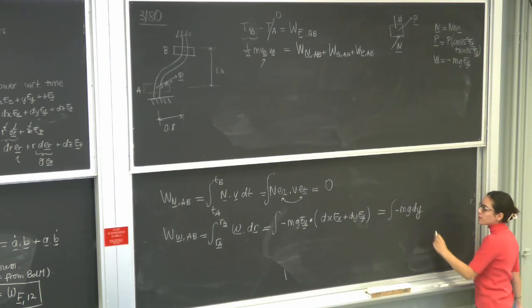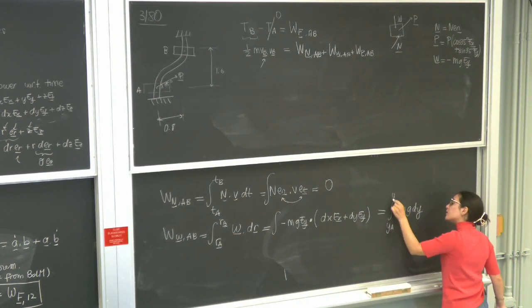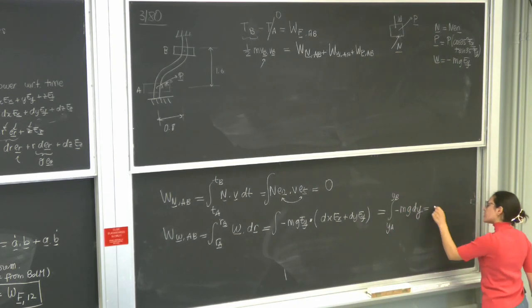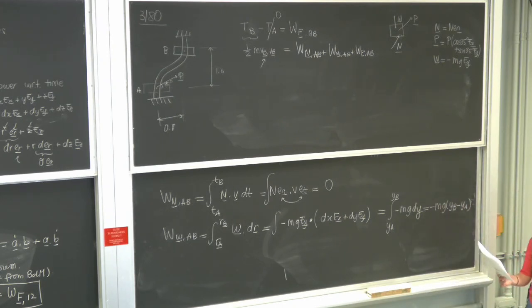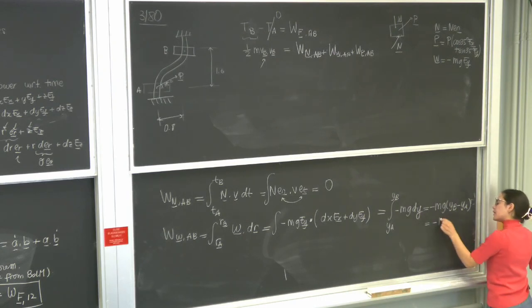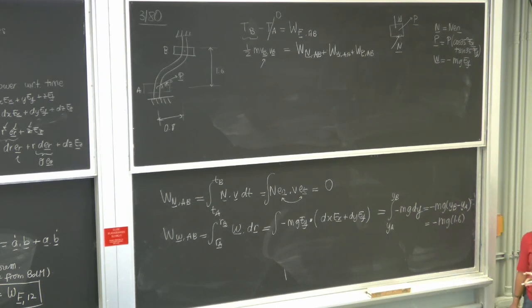Now, if I want to figure out what I put on the boundary, I have to look at the differential. This is the differential in y. The boundary values are going to be y values, ya, yb. This integral is just minus mg times yb minus ya. In this problem, what is yb minus ya? 1.6. So minus mg times 1.6. So I got that the work of the weight is negative. Does that make sense? As I'm going up, the work of the weight is negative? Yes. Why? Because the weight is pointing down, the displacement is pointing up. They're opposite. The work of the weight is negative.